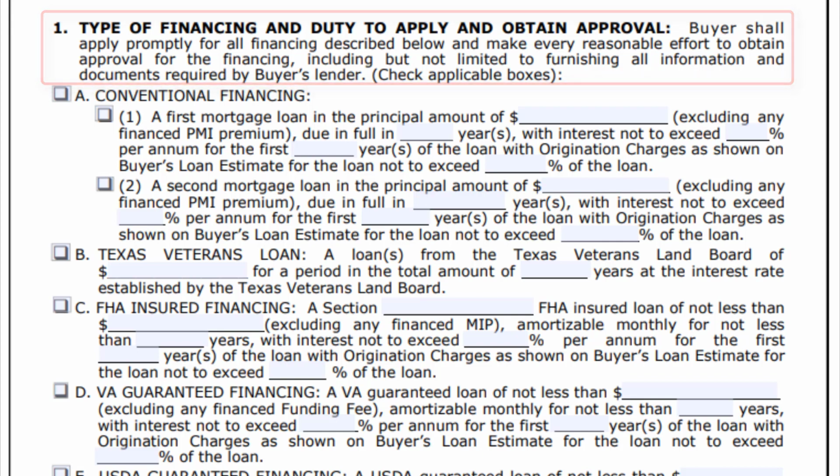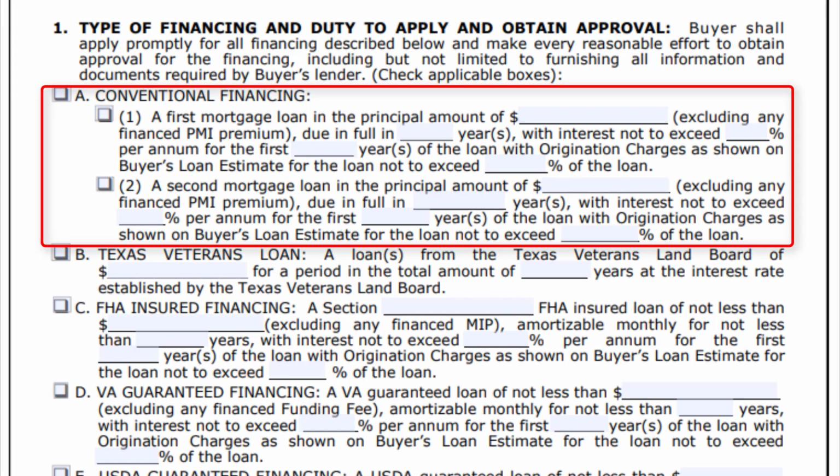So the first set of financing we'll talk about is conventional financing. This is your conventional loan. It's beyond the scope of this video to talk about the different types of loans and the ins and outs of those loans, but suffice to say, those with really good credit and some money to put down can usually go conventional. So the first box says that a first mortgage loan in the principal amount of, and then there's a blank.